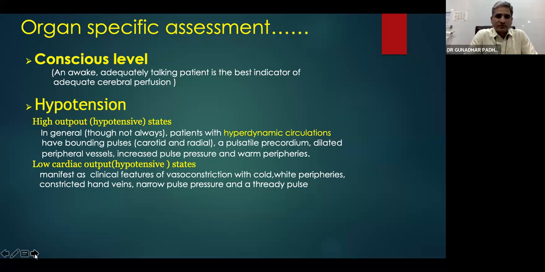And there are other types of shock where the hypotension is manifested with a very low cardiac output state, where the person is having bradycardia with hypotension. In those cases, the peripheries are cold and there are constricted hand veins. There is a narrow pulse pressure and very thready pulse, which is basically a late sign of end organ failure. That is why these signs, once they appear in a patient, tell you that the patient is almost going to a state of irreversible shock.